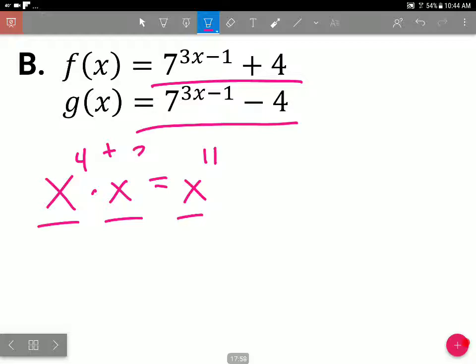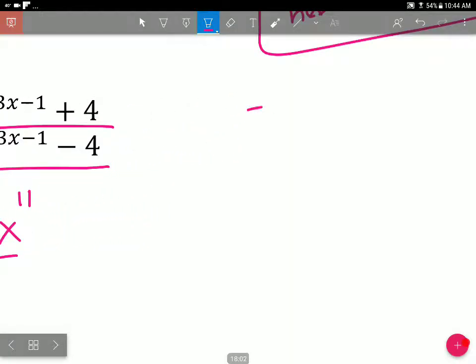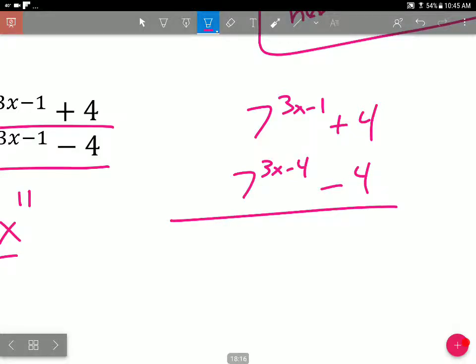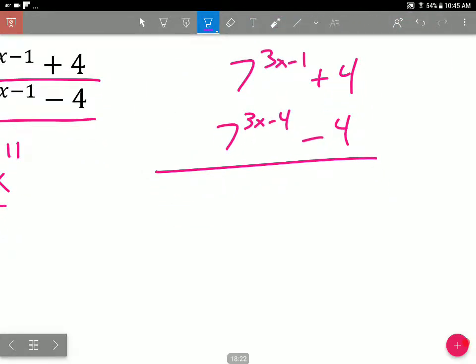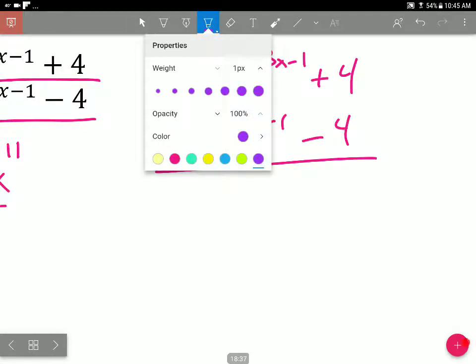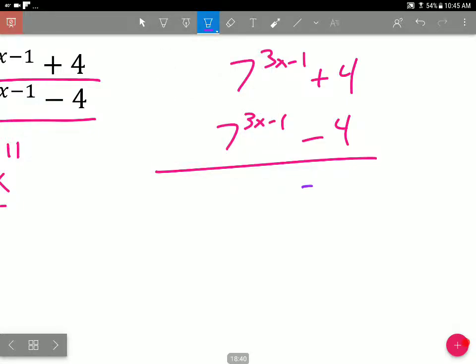So here we go. Let's multiply those out. 7 to the 3x minus 1 plus 4, and 7 to the 3x minus 1 minus 4. And we'll start multiplying. So let's do the easy one first. What's negative 4 times 4? 16. Oh, my bad. Thank you. Let's change colors back, make it consistent. Thank you very much. So 4 times 4 is 16, and it's a negative 16.